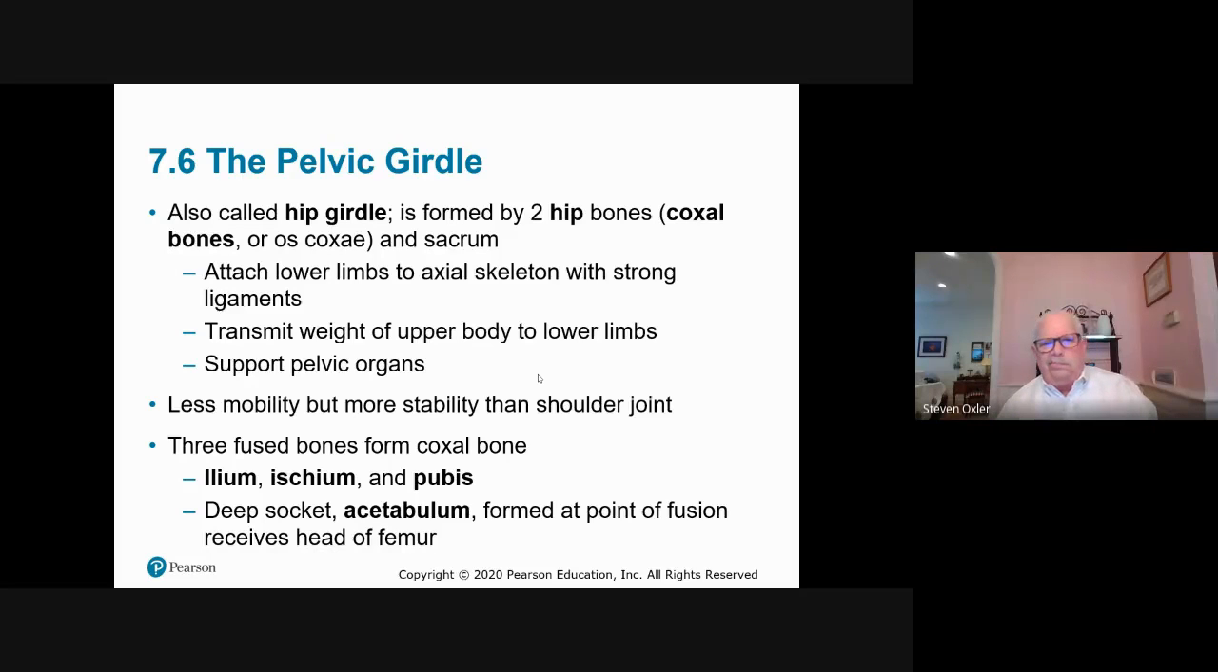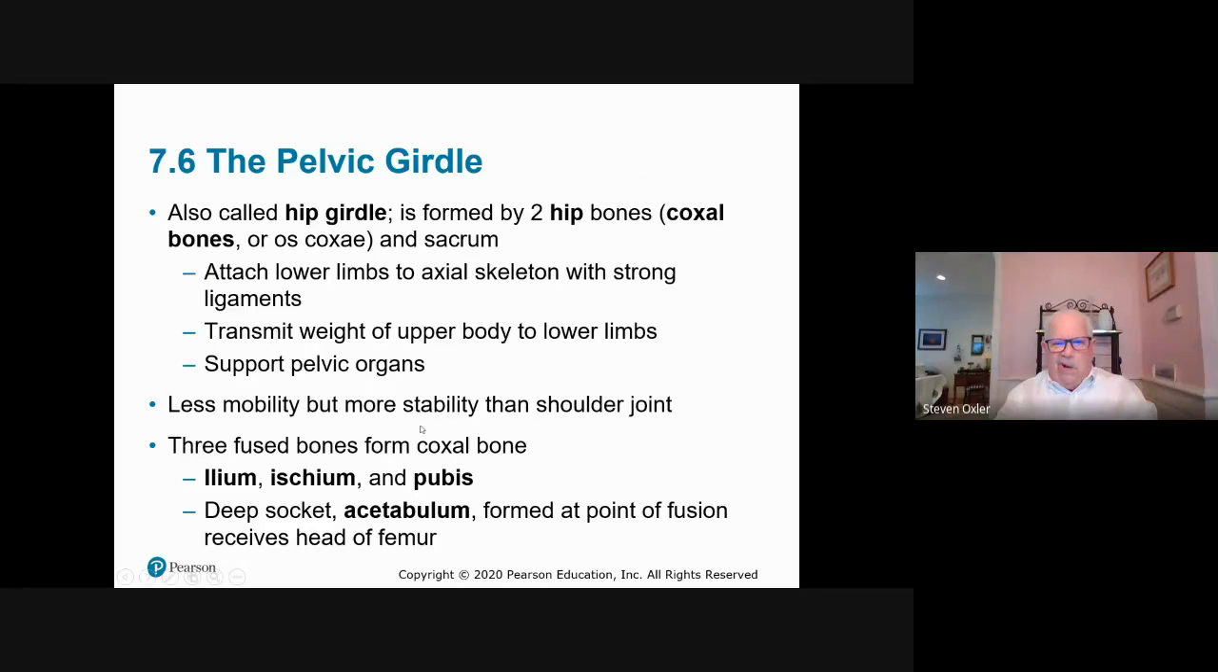The hip girdle, otherwise known as the pelvic girdle, is formed by 2 bones, the coccyx bone and the sacrum. Obviously, this joint is to attach your lower limbs to the axial skeleton. It is a weight-bearing joint. It has less mobility than the shoulder, but is much more stable.